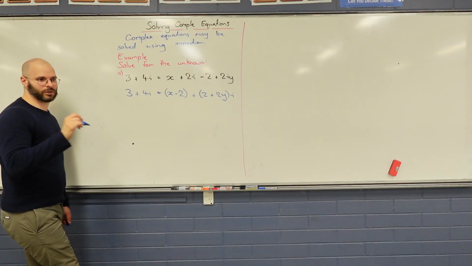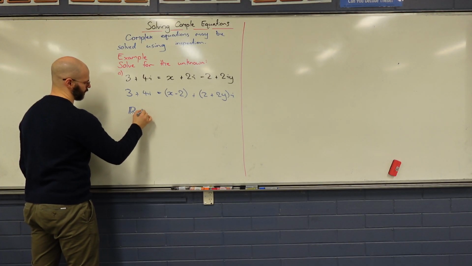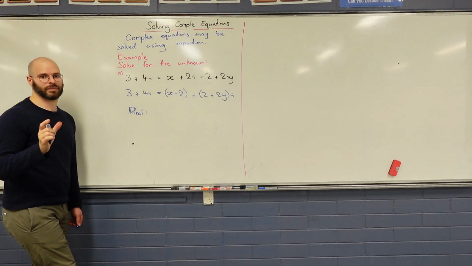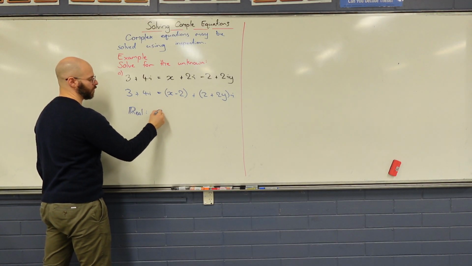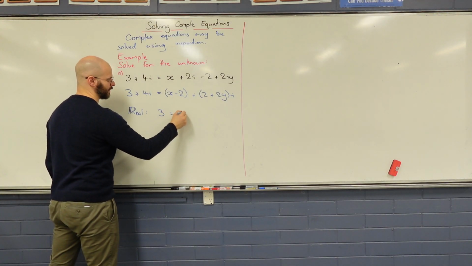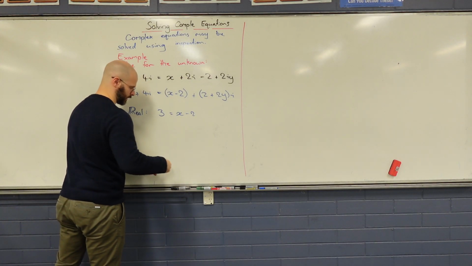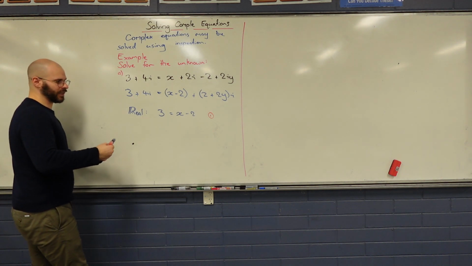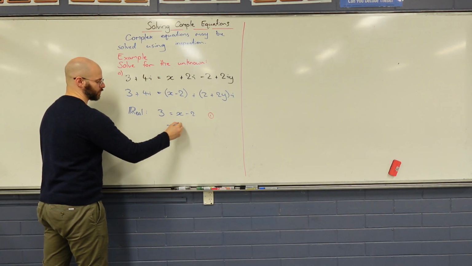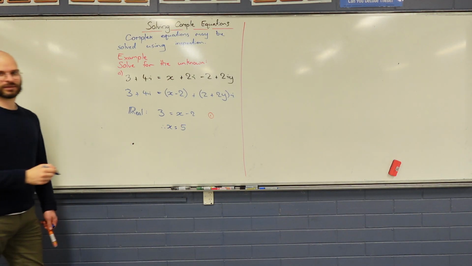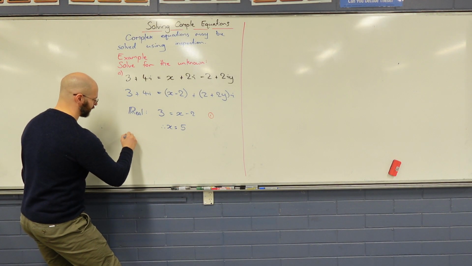Now the next step is where the real magic happens. We build an equation based on the real components. This part's real, that part's real. So therefore, 3 equals x take 2. So that's one equation. To solve our equation, we move our unknowns to the left, our knowns to the right. So we're going to get x equals 5. Does that make sense? Now, let's go for the imaginary magic.